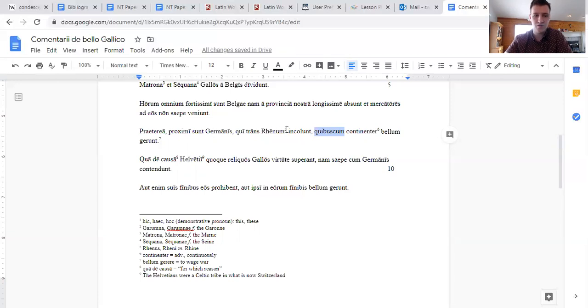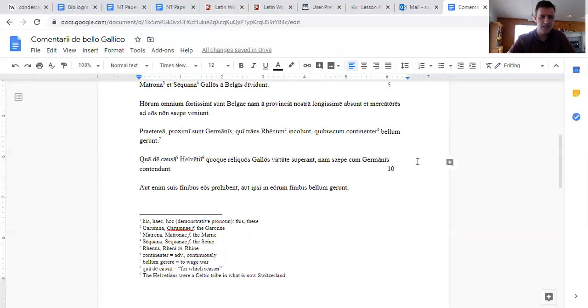So the Germans who dwell across the Rhine and with whom, continenter is an adverb, continuously, without interruption, and with whom they wage war, bellum gerunt, continuously. You might remember bellum gerere is an idiom, but it just means wage war. So, whole line. Furthermore, they are nearest to the Germans who dwell across the Rhine and with whom they continually wage war.